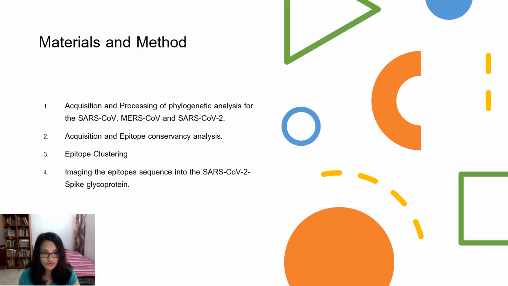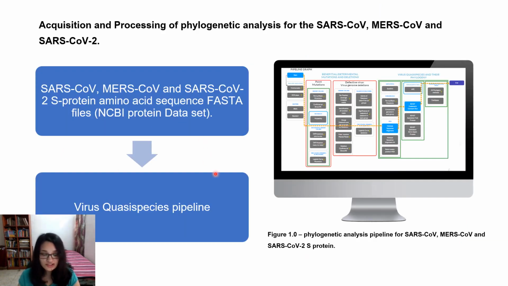This is a detailed overview of the procedures that we have followed. Now, let us look at these steps in a little bit more detail. Firstly, we conduct a phylogenetic analysis of the SARS-CoV, MERS-CoV, and SARS-CoV-2 to find genomic similarities and differences. We run a quasi-species virus pipeline with the FASTA files of the SARS-CoV, MERS-CoV, and SARS-CoV-2 amino acid sequences of the spike protein, which we obtained from the NCBI protein dataset. And here we have shared a screenshot of the pipeline that we ran.